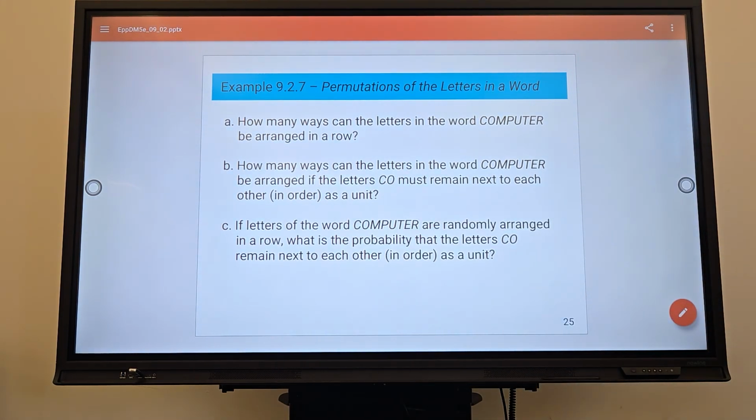How many ways can the letters in the word computer be arranged in a row? How many ways can the letters in the word computer be arranged if the letters CO must remain next to each other in order as a unit? If the letters of the word computer are randomly arranged in a row, what is the probability that the letters CO remain next to each other as a unit?